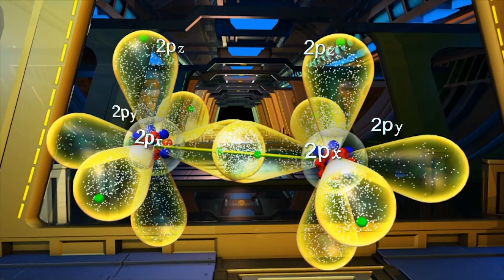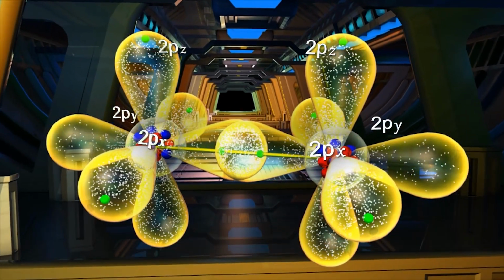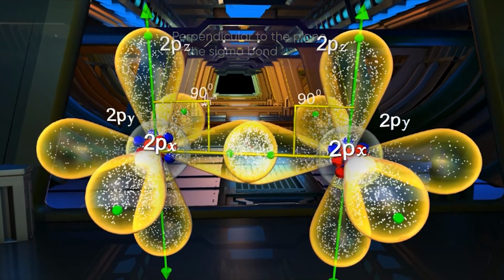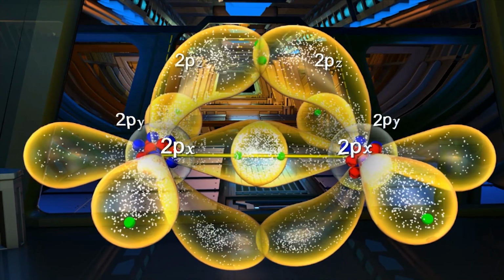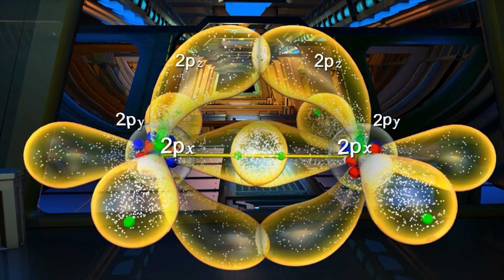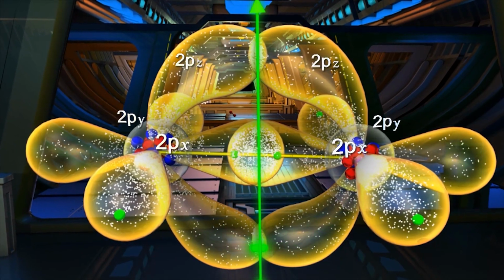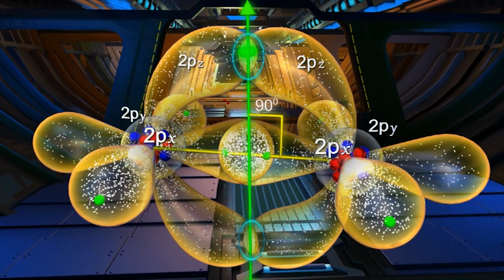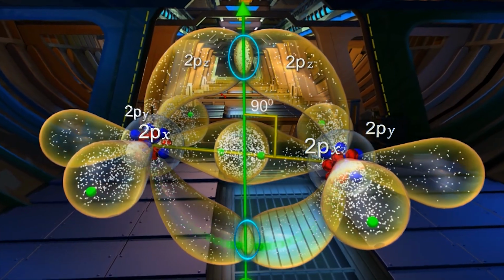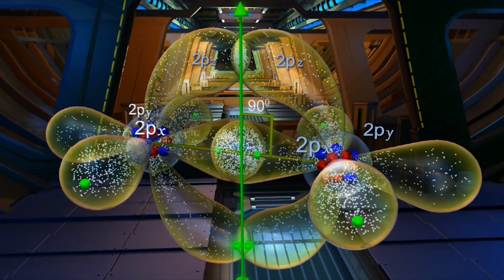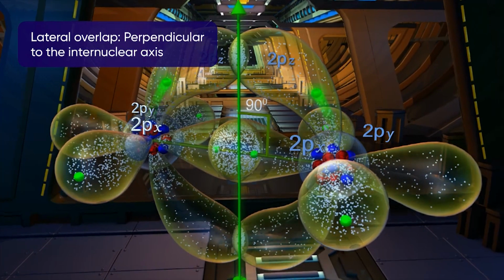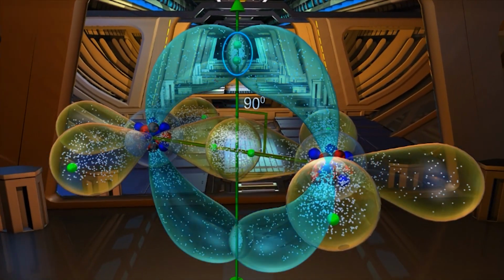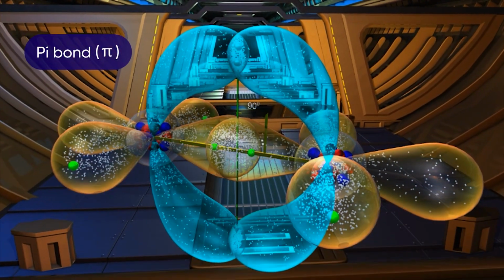Simultaneously, the half-filled 2pz orbitals of the two oxygen atoms, which lie perpendicular to the plane of the sigma bond, also come so close to each other that they overlap. However, this overlap is not along the internuclear axis but perpendicular to it. It is partly above and partly below the plane of the sigma bond. This overlap between the orbitals, which is perpendicular to the internuclear axis, is called a lateral overlap, and the bond so formed is called a pi bond.